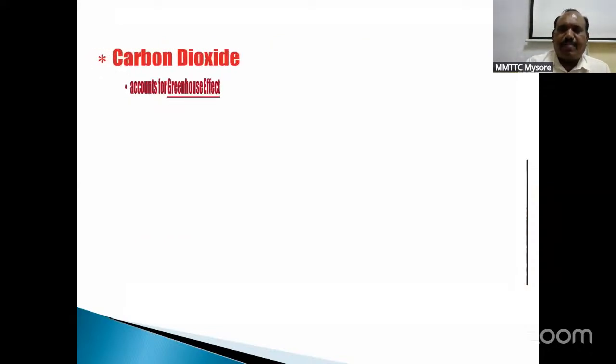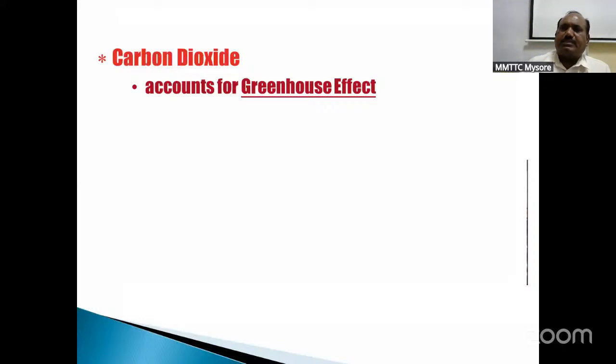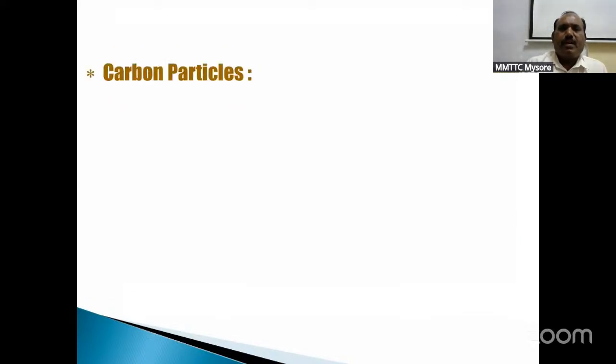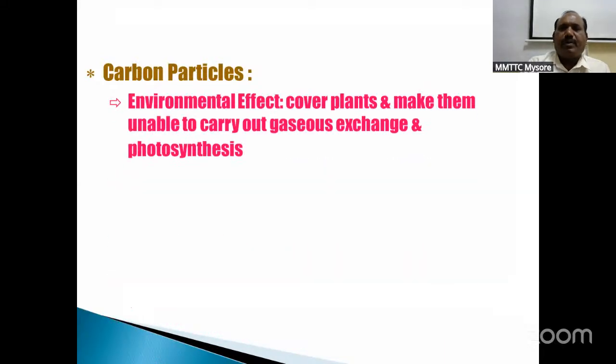Carbon dioxide is a major greenhouse gas, which accounts for the greenhouse effect and causes melting of polar ice, which increases the sea level and also causes flooding of cities. And carbon particles, as an environmental effect, cover the plants. They reduce photosynthesis and make them unable to carry out gaseous exchange and photosynthesis.